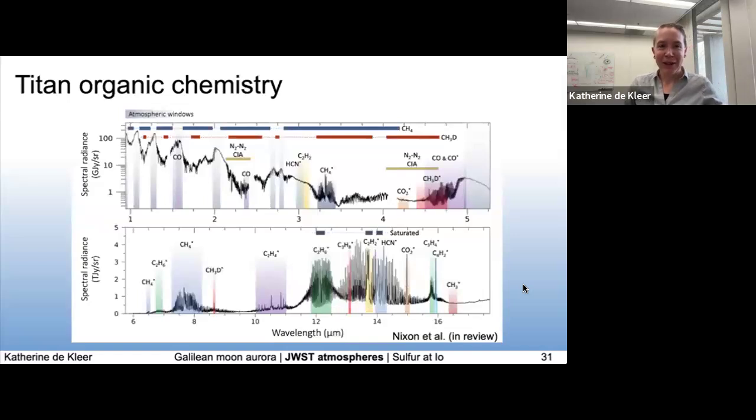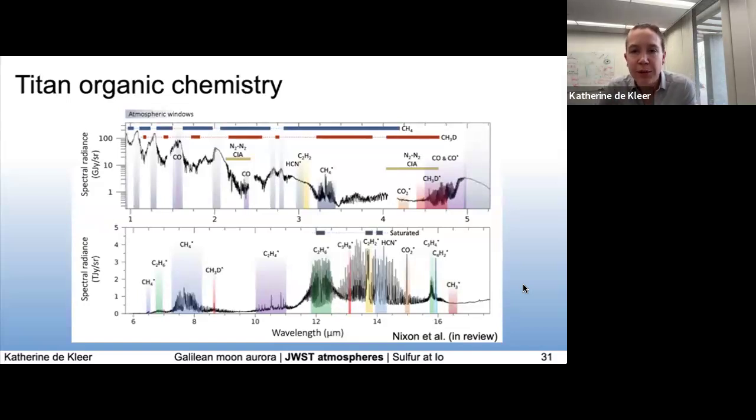So Titan's spectrum with JWST is just phenomenal. We get an incredible amount of detail and it can detect numerous molecules. Much of this spectrum had been previously observed with Cassini, but we've gotten a couple of new things from James Webb. The methyl radical, CH3, has been detected for the first time now.